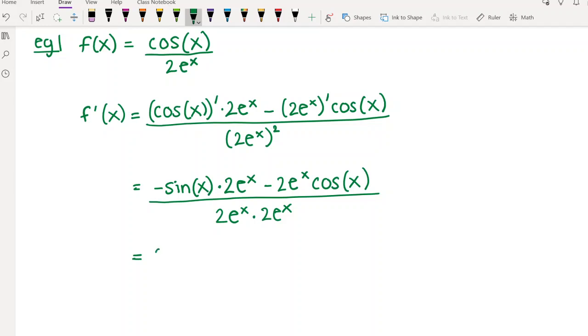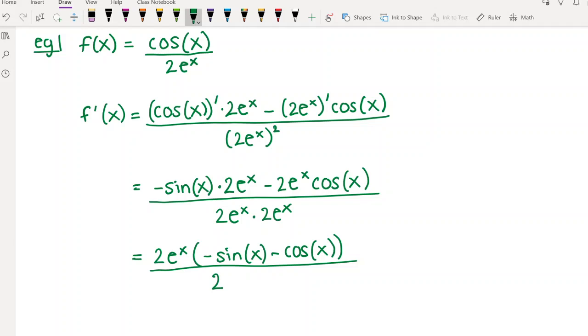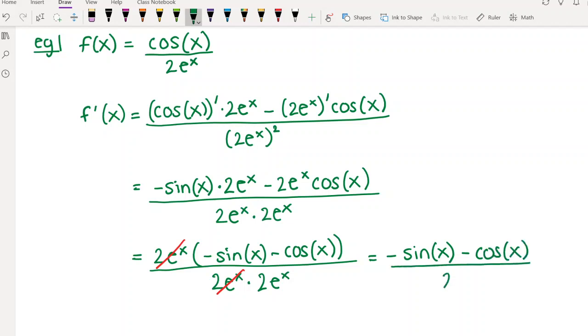So in this case, let's factor out from the top a 2e to the x. If we do that, we're left with negative sine of x minus cosine of x, all divided by 2e to the x times 2e to the x. And so now we see that we can get rid of this 2e to the x. And so we're left with negative sine of x minus cosine of x divided by 2e to the x.